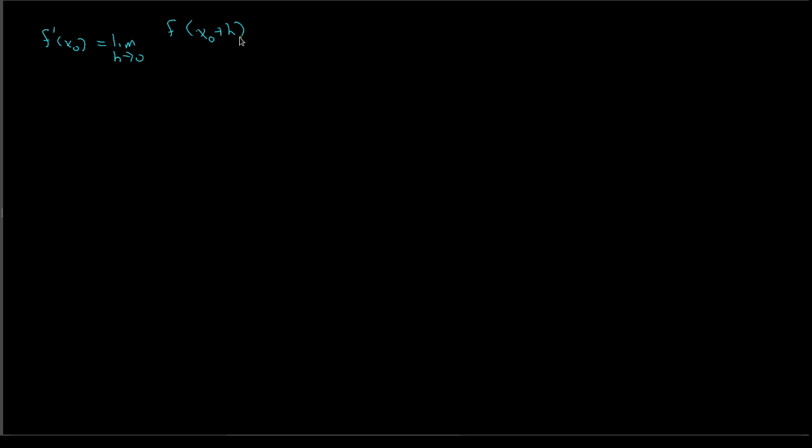as h approaches 0, f of x sub naught plus h minus f of x sub naught all over h is telling me the rate of change, right? Because we're getting a change in the y over the change in the x, and so this is slope. It is also the rate of change, right? The ratio y is changing with x, but in an instant, an instantaneous rate of change.